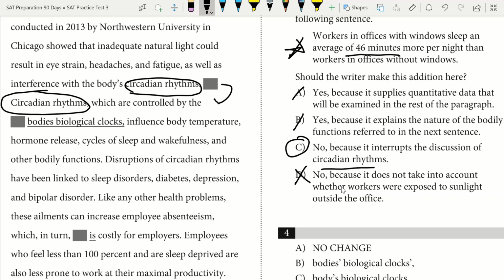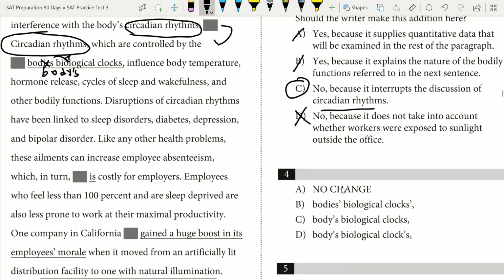All right, "which are controlled by the body's biological clock." Well, we know we only have one body here, so it's going to have to be body with a Y and an apostrophe S, because it is the body's biological clock. The body does own that biological clock, right, or biological clocks. So we can go ahead and get rid of A, and we can get rid of B because they have the wrong bodies. Now we look at C. Clocks doesn't own anything, so there can't be an apostrophe there. Or I'm sorry, D, there can't be an apostrophe there. So our answer for 4 is going to have to be answer choice C.